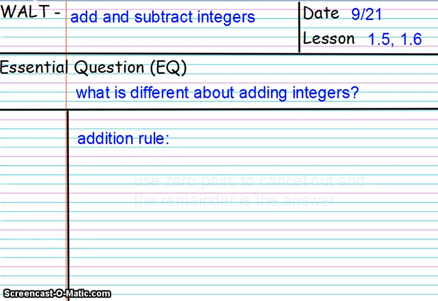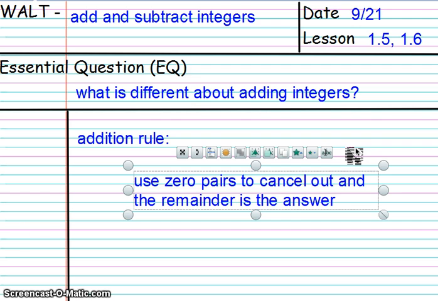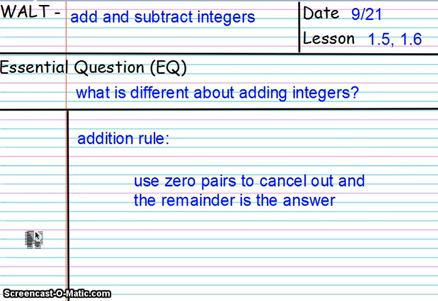Today's lesson is for both 1.5 and 1.6 in your textbook. We're going to add and subtract integers in this. So what is different about adding integers from regular positive numbers? The addition rule that we're going to use today is zero pairs to cancel out, and the remainder is the answer.